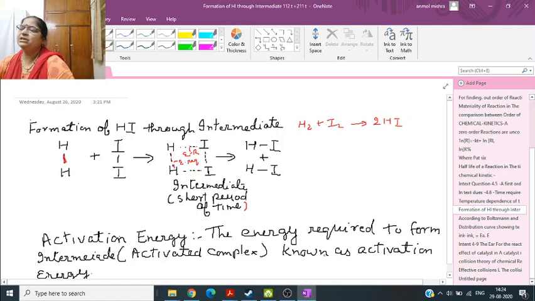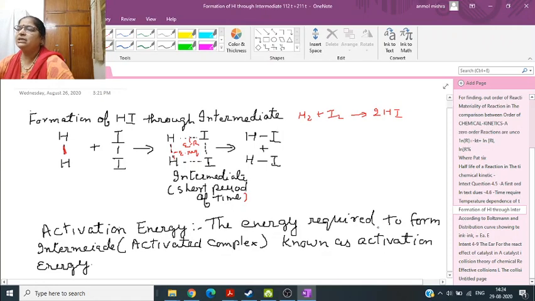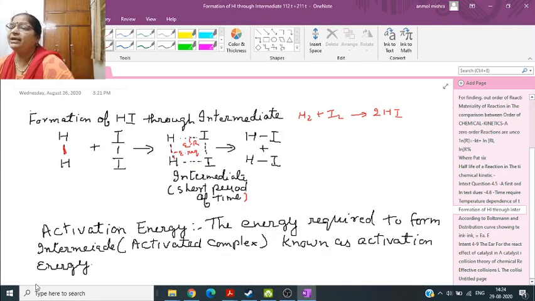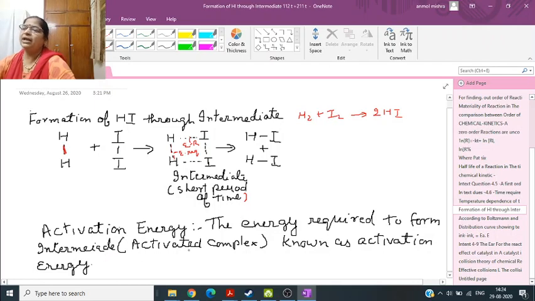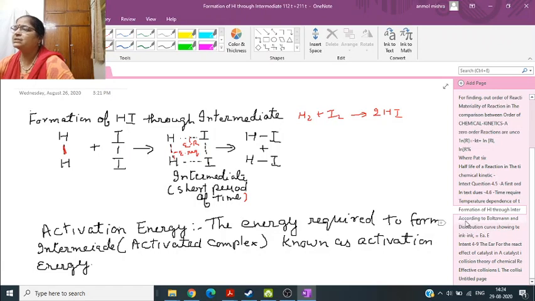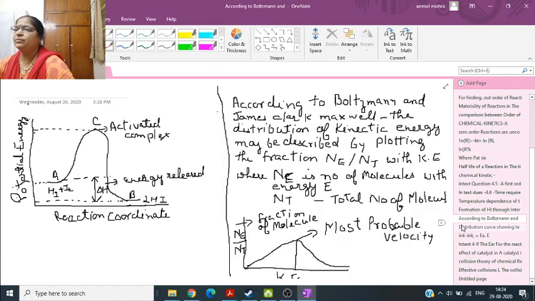Now what is activation energy? Activation energy is the energy required to form the intermediate or activated complex. The energy required to form an activated complex is known as activation energy.